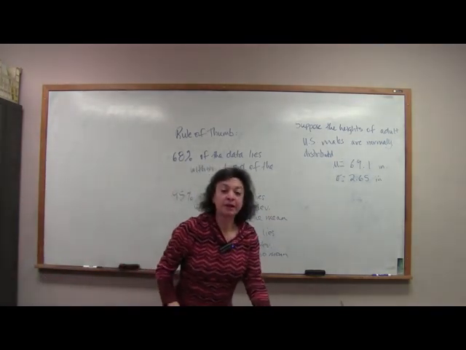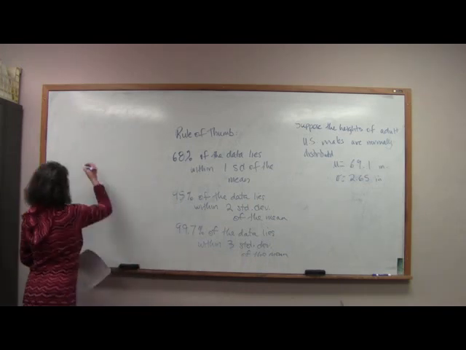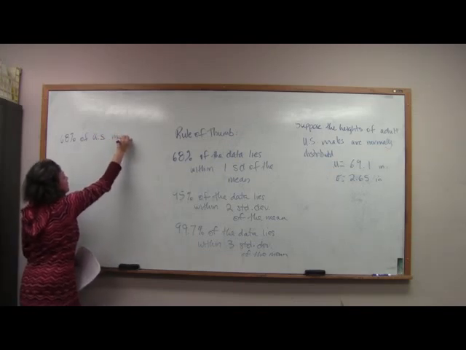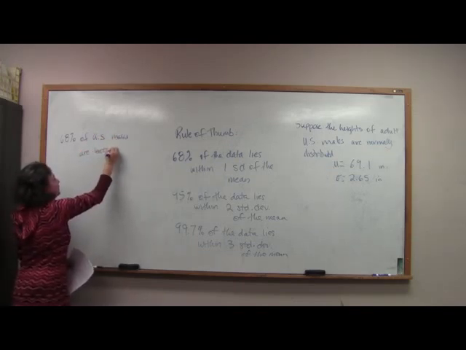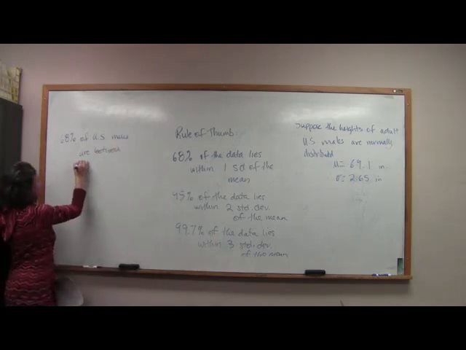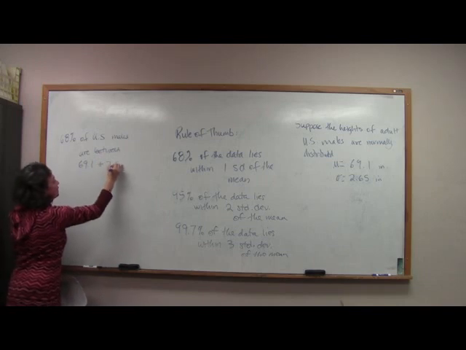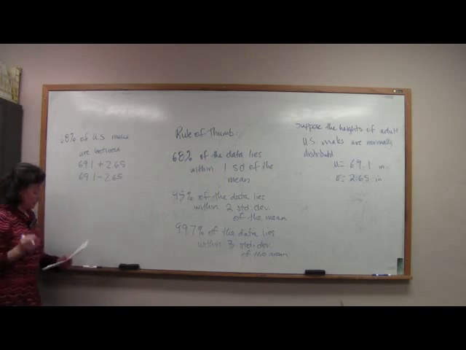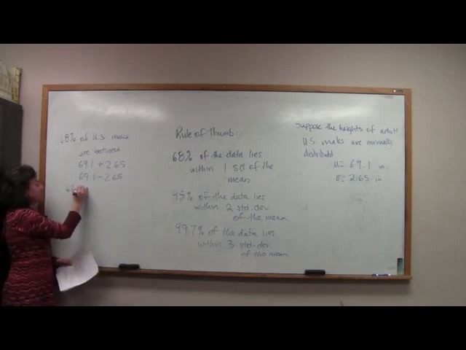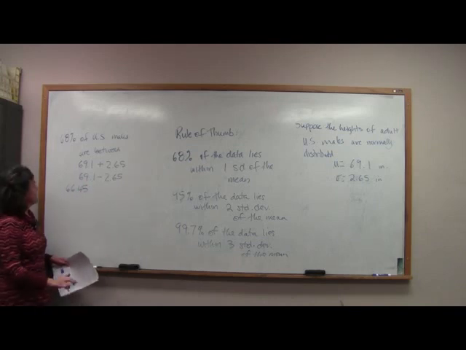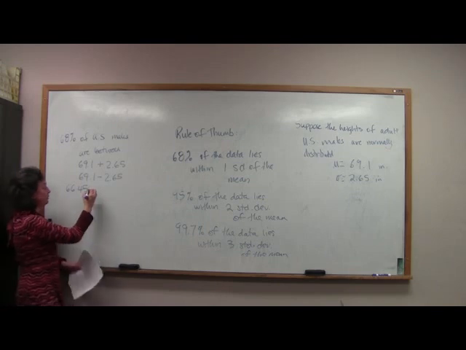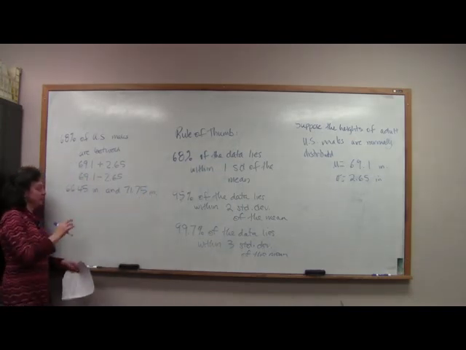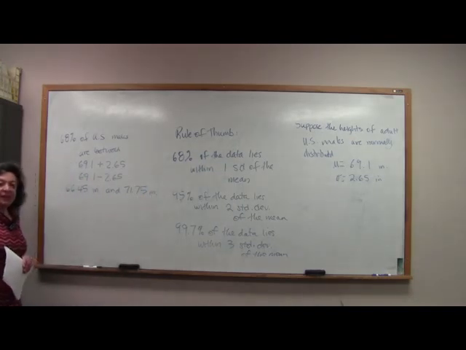Assuming that this is an accurate measure, what we can say is that 68% of U.S. males are between, well, you take your mean, 69.1, and add your standard deviation, and then subtract your standard deviation. So what we're saying here is that approximately 68% of U.S. males are between 66.45 inches and 71.75 inches. 68% of men have heights in that interval.